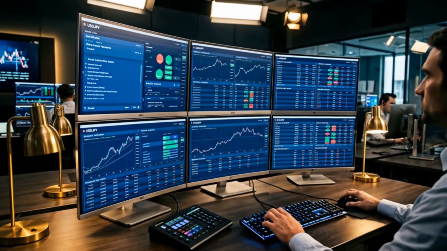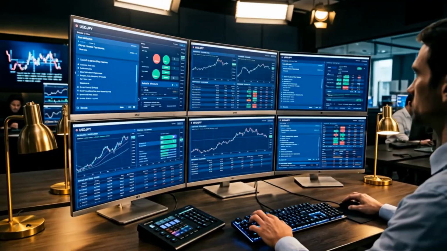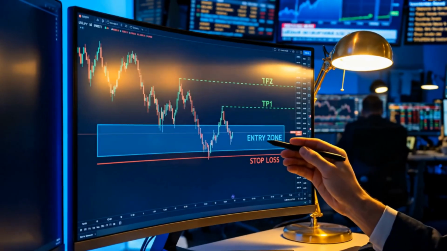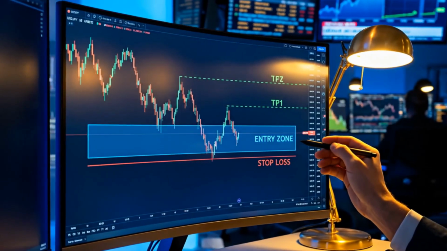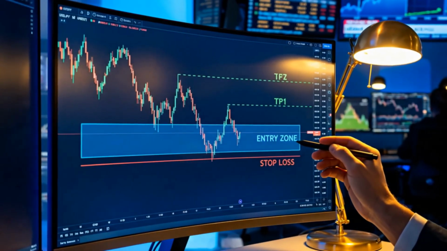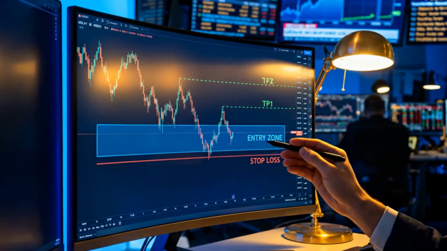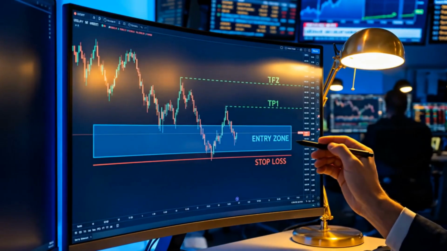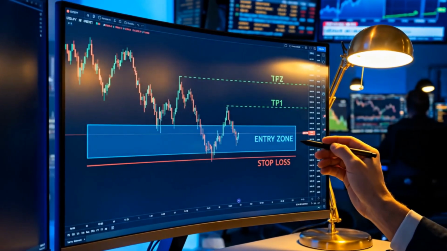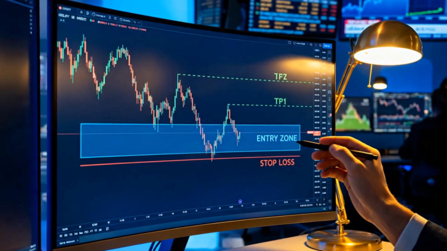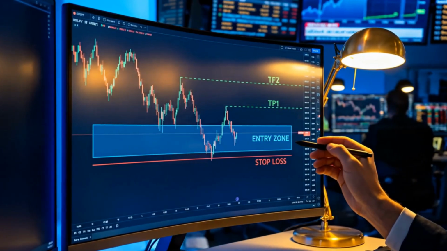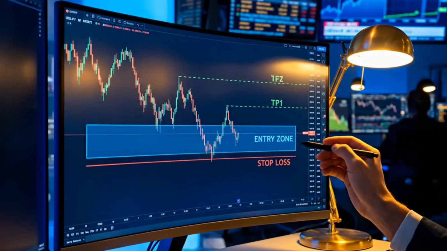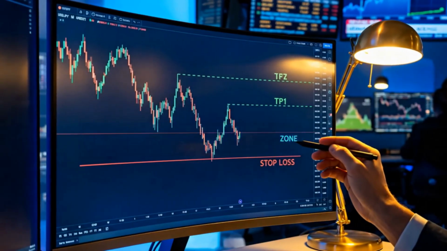The first scenario is a buy setup if the support holds. For this setup, the ideal entry zone would be between 157.40 and 157.20. The stop loss should be placed below the structure at 156.80. The first take profit target is 158.20, which is the next resistance level. The second take profit target is 159, if the bullish momentum continues.